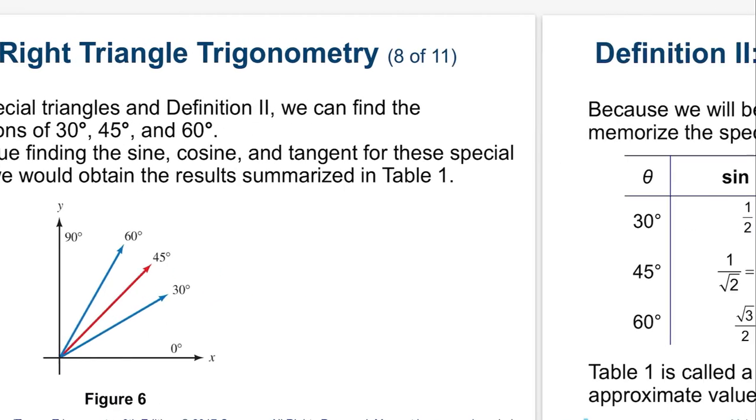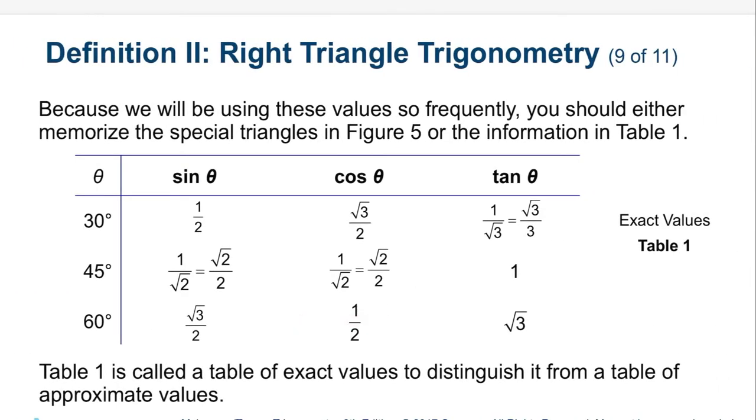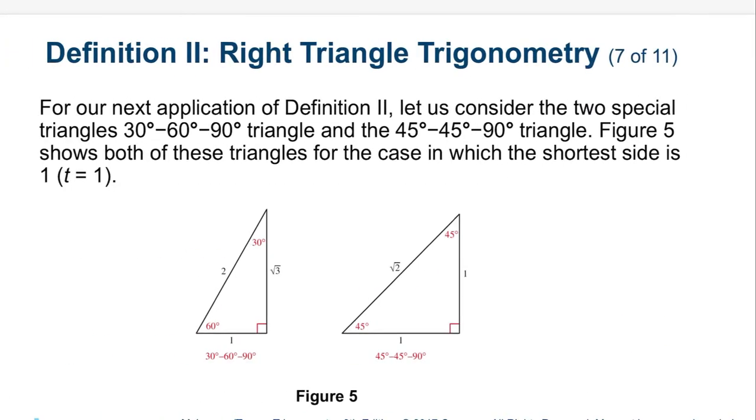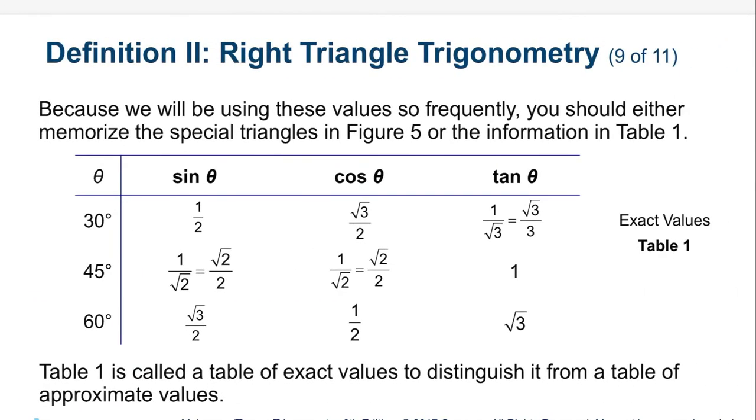And so we can find all these values here. For example, the sine of 30 degrees. We would go to the triangle that has a 30-degree angle, which is here, and we would find sine of that, which is opposite over hypotenuse, so that would be 1 over 2. And so that's how they come up with that.